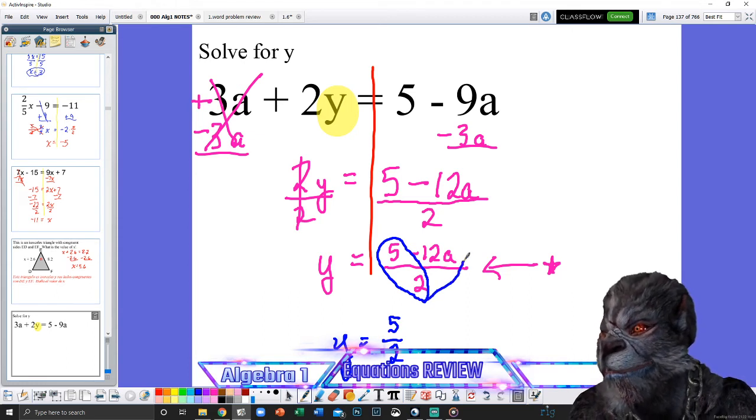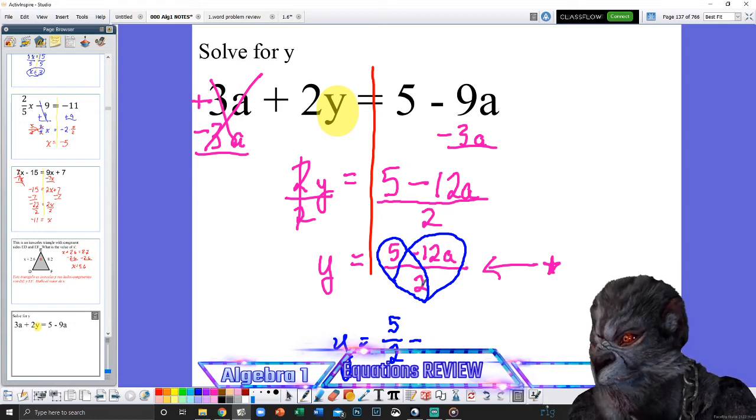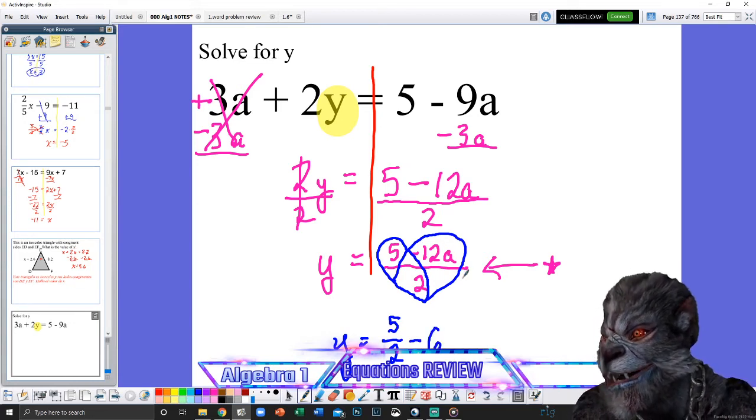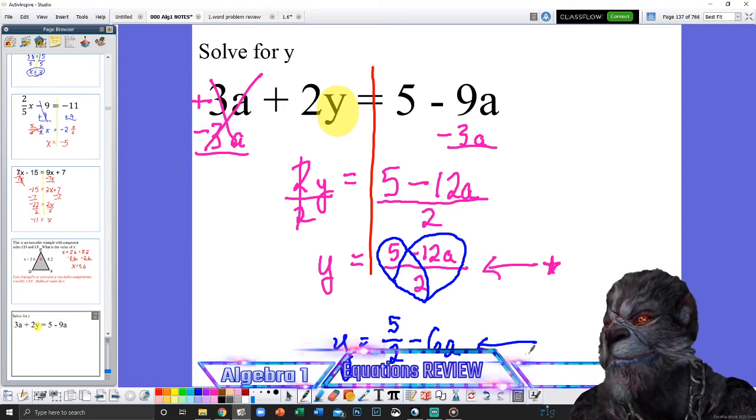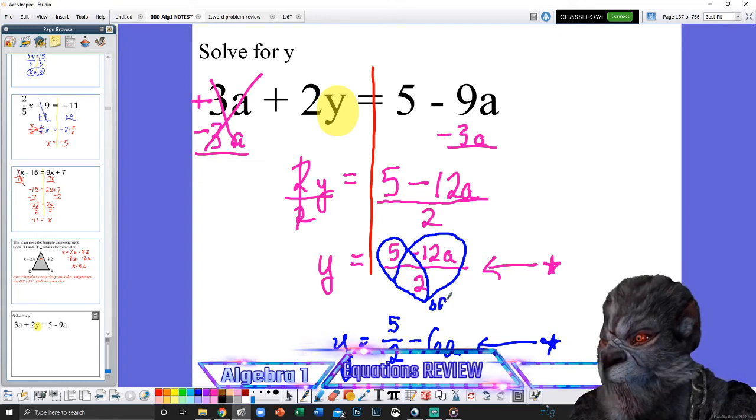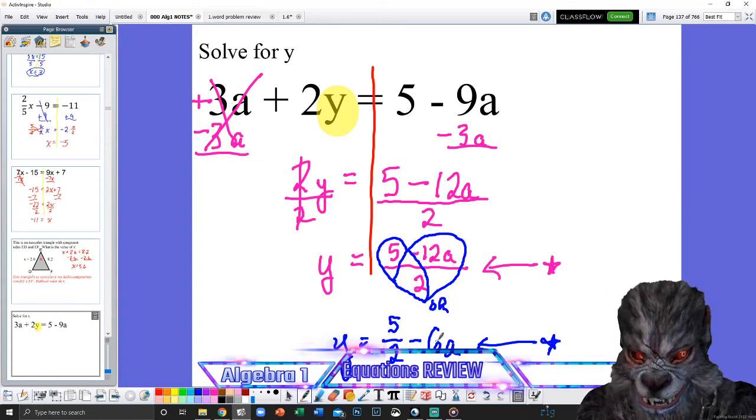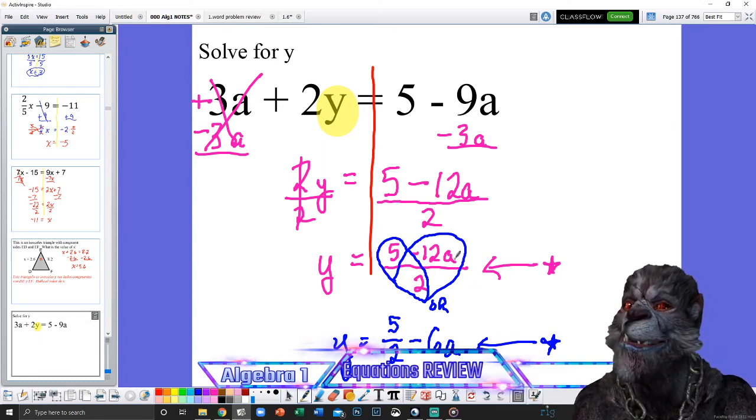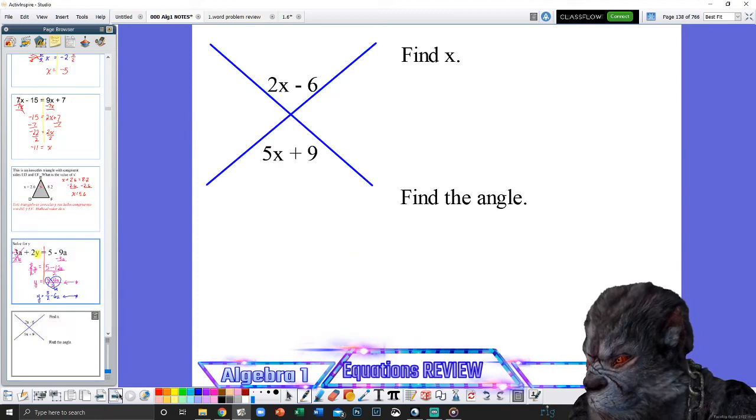And you could do this: minus 12 divided by 2 is 6, and copy the a. So you could do that also. That's also a good answer. So this answer is good, and that answer is good. I would just stop here if I were you, because it's less work. Alright, on we move to the next one.